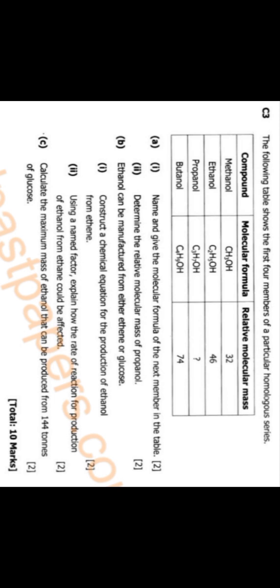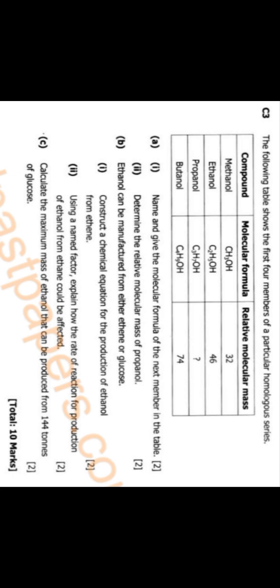A2: determine the relative molecular mass of propanol, where there is a question mark, 2 marks. Propanol is C3H7OH, meaning we have 3 carbon atoms, then 8 hydrogen atoms, adding the 7 H and the H after the O, and then 1 atom of oxygen.